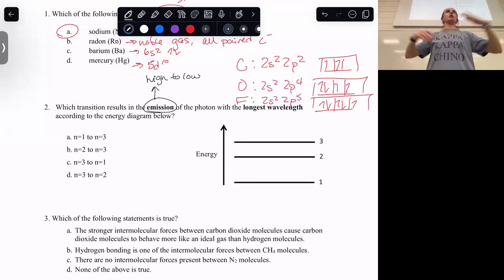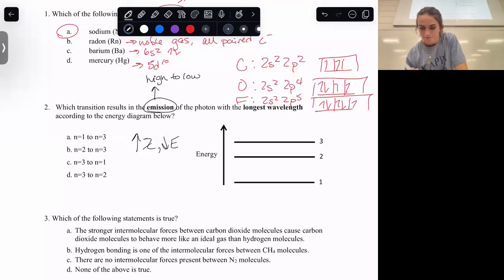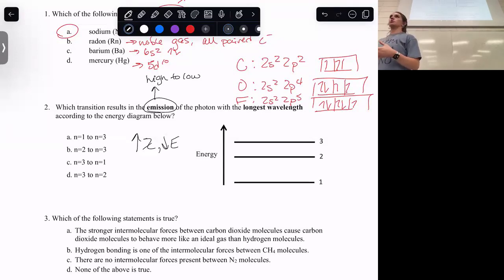If we're talking about a long wavelength, does that mean high energy or low energy? The higher the wavelength, the lower the energy. All right, so if we're looking for the longest wavelength, are we looking for a small energy transition or a large energy transition? We're looking for a short one. So which one's going to be the shortest? 3 to 2.